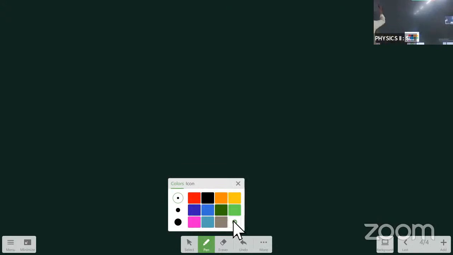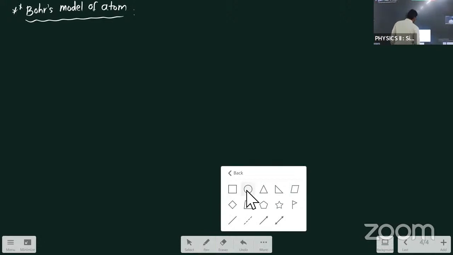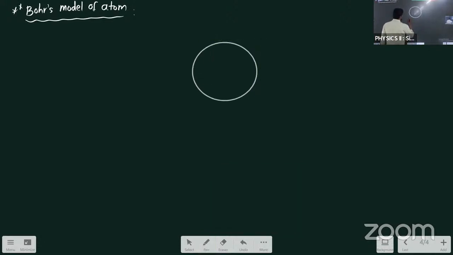Bohr's model of atom. This is an important question for your annual examination. Bohr's model of atom. What did he say? He said that the electron revolves around the nucleus.